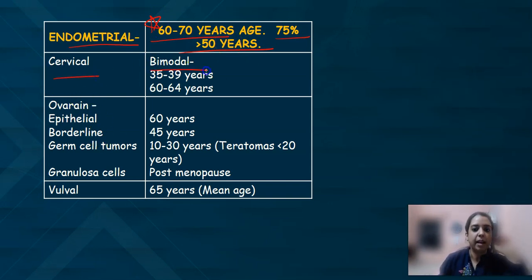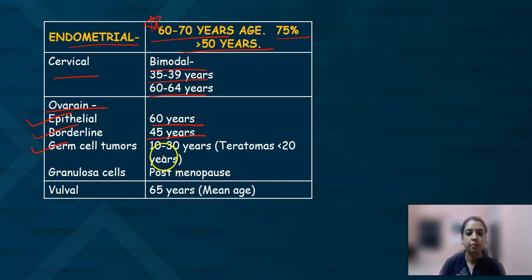Cervical cancer has a bimodal representation. They peak at 35 to 39 and the second peak is 60 to 64. Okay, so these are the two peaks for cervical cancer. Ovarian cancers could be of three types. Epithelial cancer is a cancer of postmenopausal age group, around 60 years. Borderline tumors are of adults, around 45 years. Germ cell tumors are tumors of a young woman.